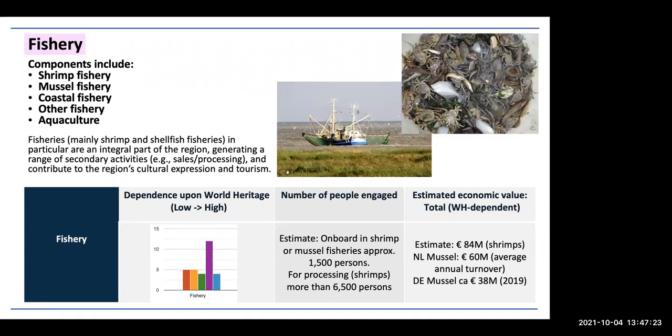Another example is for fisheries, also from the Wadden Sea, where there are several different types of fishery there. And you can see that once again, there's a reasonably high level of reliance upon the World Heritage property. And you can see here also the estimates of the number of people involved and the economic valuations.